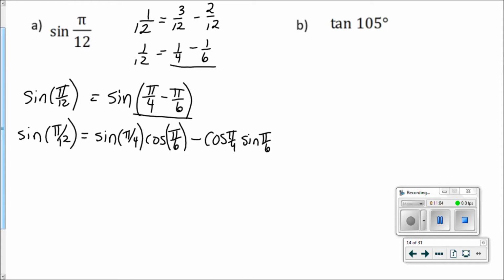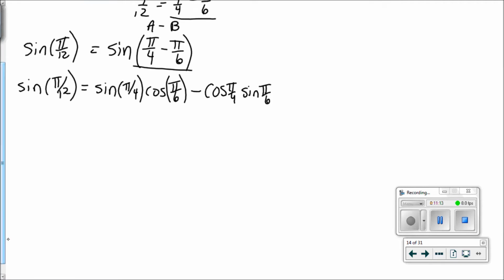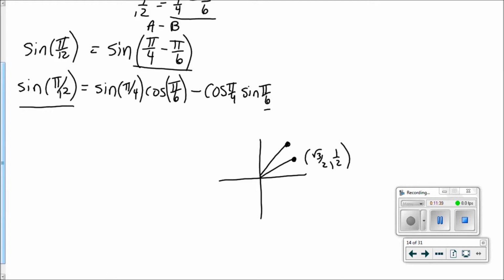So this comes off of our formula sheet, again, where this is A and this is B, and it's the difference for sine. And now I'm going to evaluate each of these and sub them in and figure out what sine pi over 12 is, again, as an exact value. So from my unit circle, I know that pi over 6 is my 30-degree angle out here, and so my cosine is root 3 over 2, sine is a half, and pi over 4 is the 45-degree angle, and that one's easy, it's just root 2 over 2 for both of them.